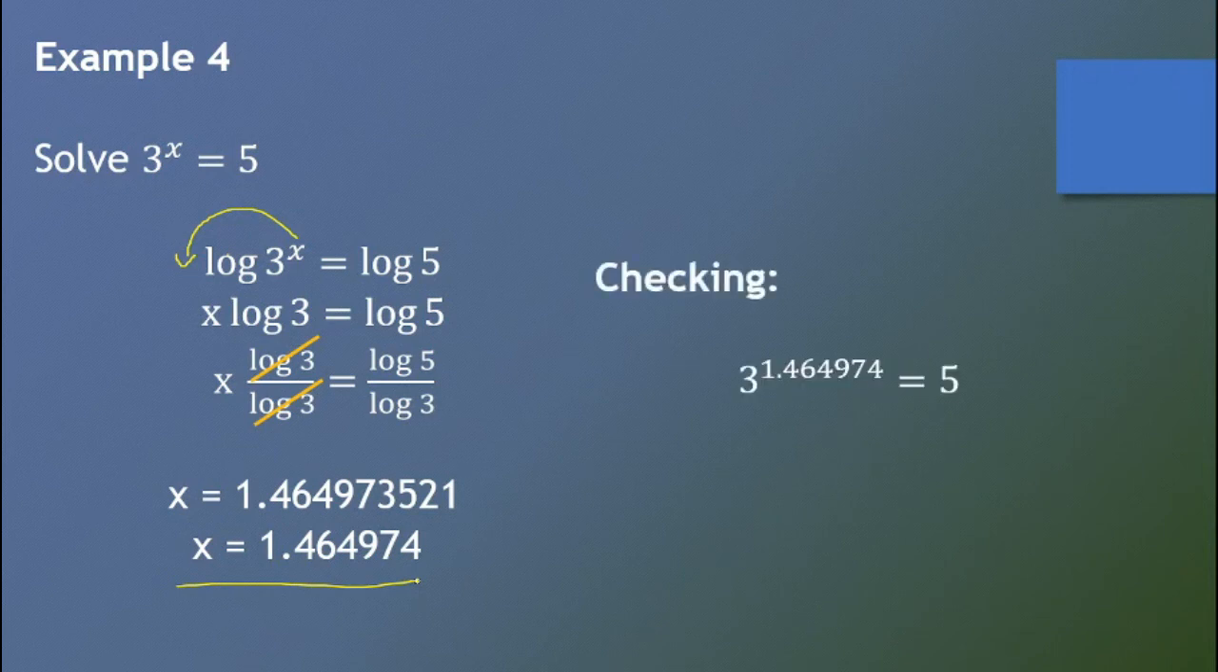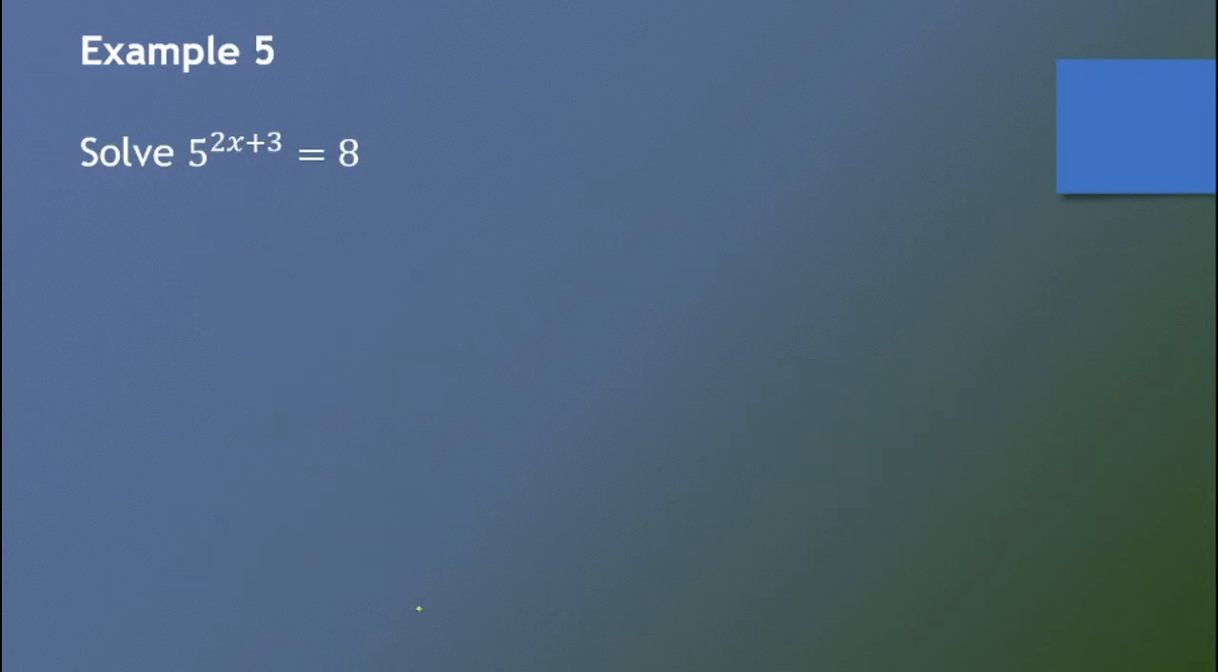So, after natin makuha yan, check natin. So, ayan. Substitute lang natin yung nakuha nating value ng x dun sa ating original given. So, ito na yun. And then, 3 raised to 1.464974, that is equal to, ayan, so mahaba. But, that is also equal to 5. So, 5 is equal to 5. So, this is our answer. 1.464974.